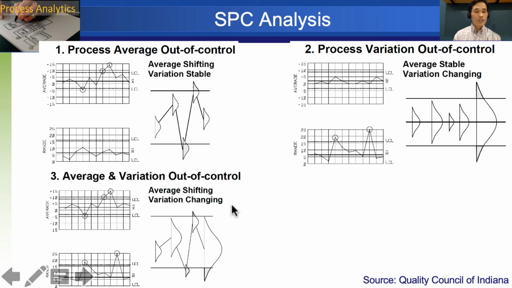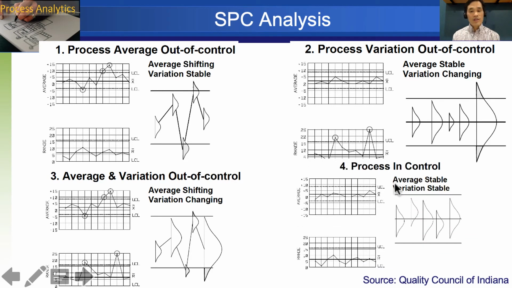The third situation is average and variation out of control. So both mean and range are out of control. And what's happening here? The mean is not stable, and also the range is changing here and there, right? That's why it's a terrible situation, because we have to change everything.